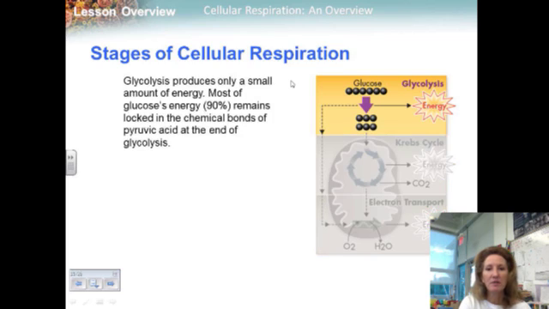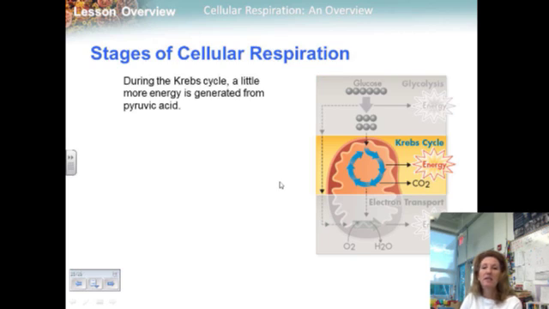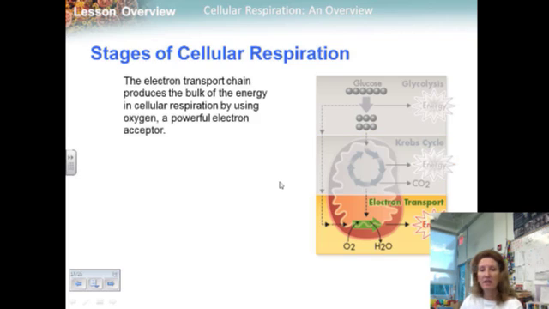So glycolysis produces only a small amount of energy. Most of the glucose energy, 90%, remains locked in the chemical bonds of the pyruvic acid at the end of glycolysis. And we'll learn a little bit more about that when we get to it. I'm just going to give you an overview. During the Krebs cycle, a little more energy is generated from the pyruvic acid. And then finally, the electron transport chain produces the bulk of the energy in cellular respiration by using oxygen, which is a powerful electron acceptor.